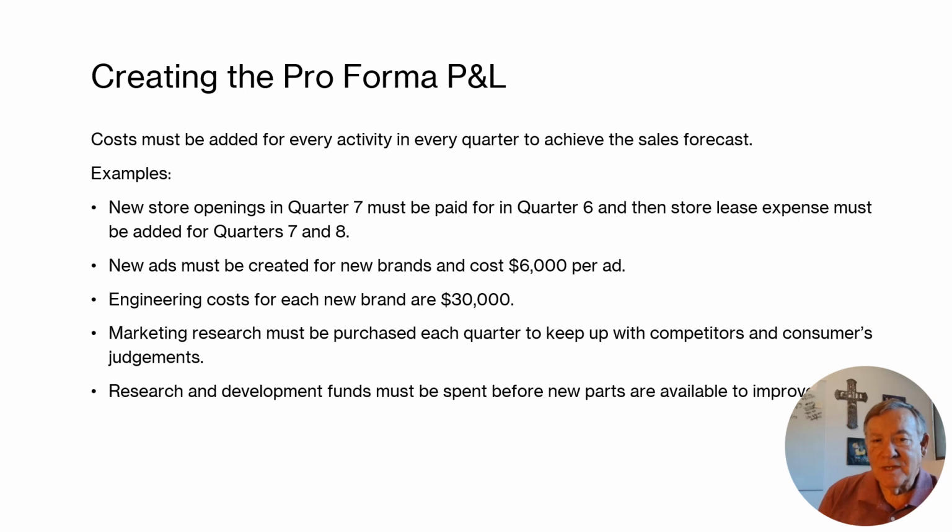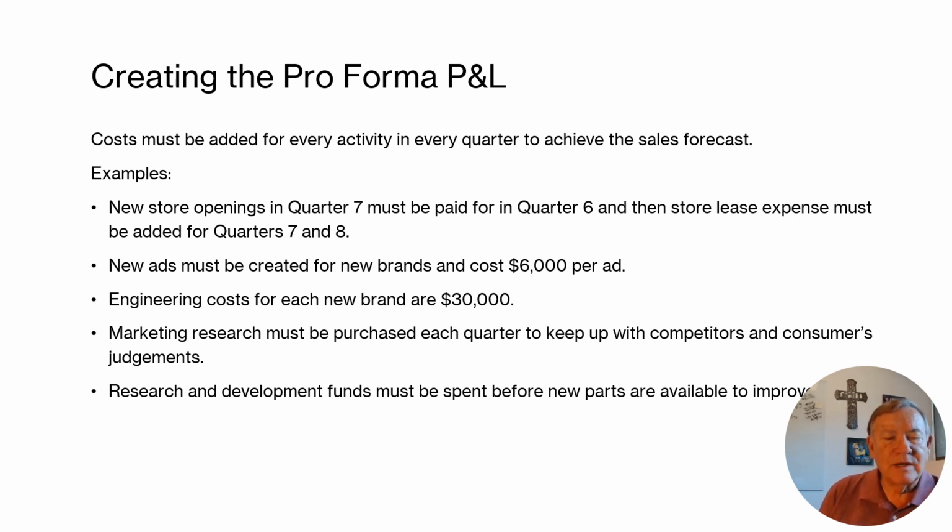The next thing we have to do is add costs for every activity in every quarter that we're going to do to achieve that sales forecast. So, some examples. We're going to have new store openings in quarter 7 that must be paid for in quarter 6. And then we have a store lease expense quarter by quarter, quarter 7 and 8. We're going to create new ads for new brands. Each ad is going to cost us $6,000. We're going to have engineering costs for new product, new brands. And each new brand we bring to market is going to cost us $30,000. These are estimates of our costs.